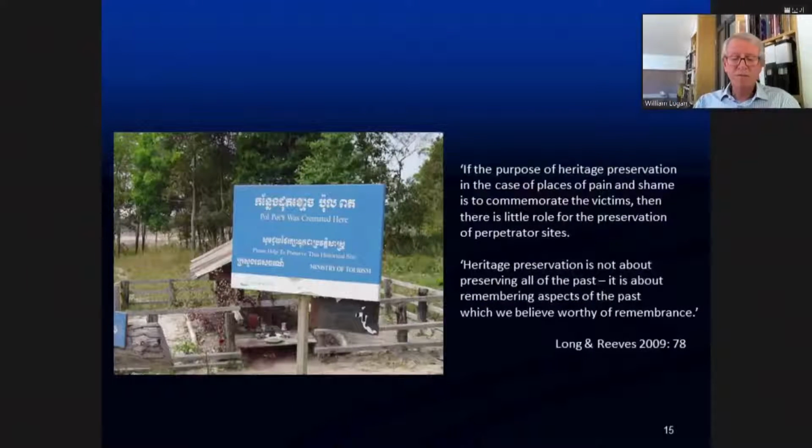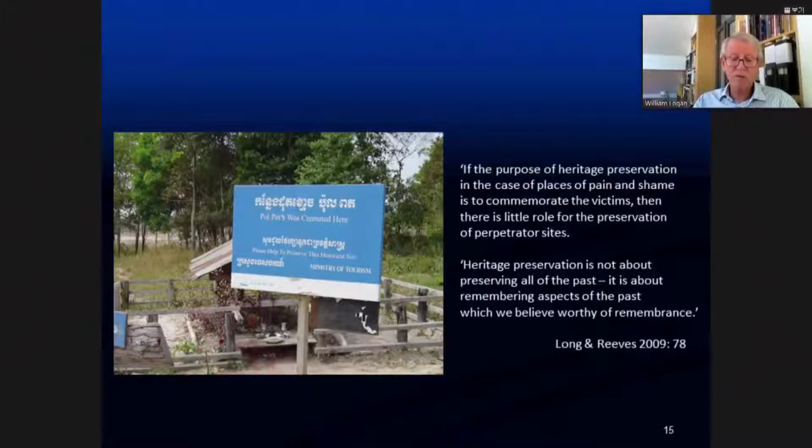What does this mean for site interpretation in Rwanda? Is there a Hutu view of 1994 that should be incorporated? Or should Colin Long and Kia Reeves' admonition with regard to the growth of Khmer Rouge devotion at Anlong Veng in Cambodia be borne in mind in the Rwandan and similar cases? Their view is on the screen there.